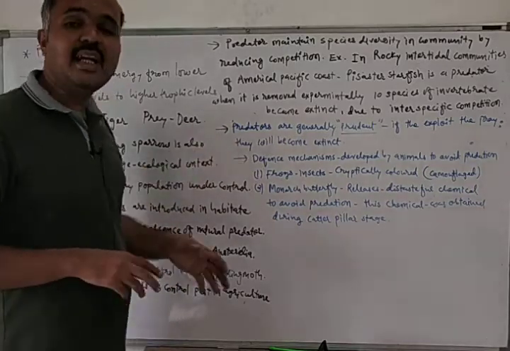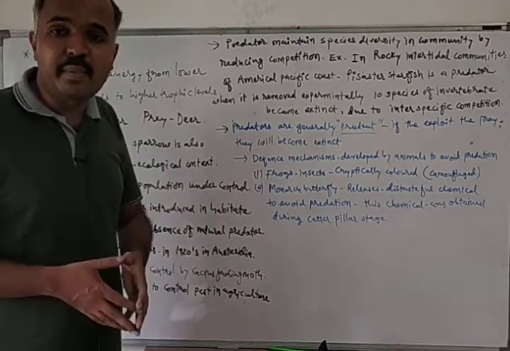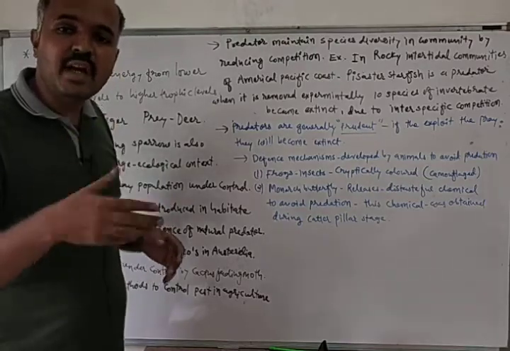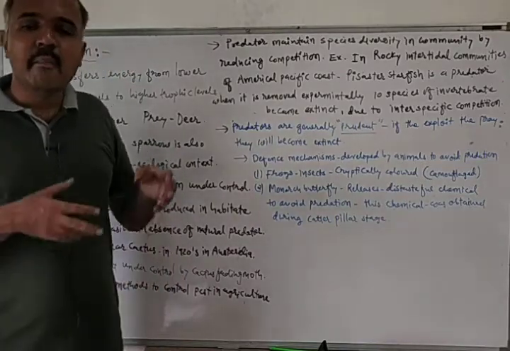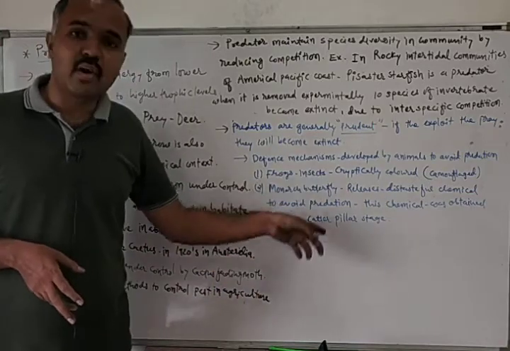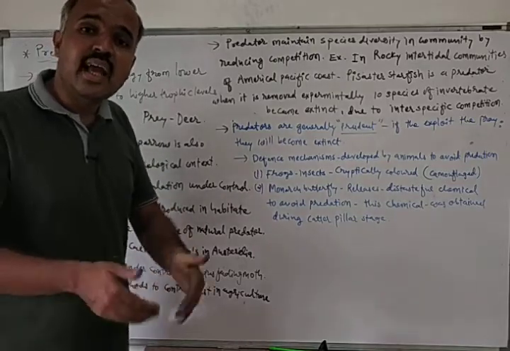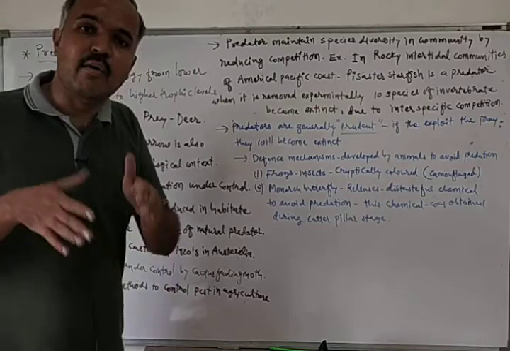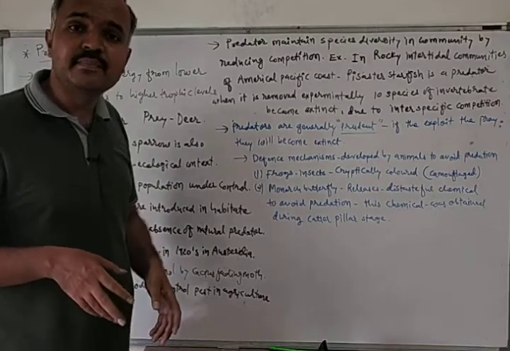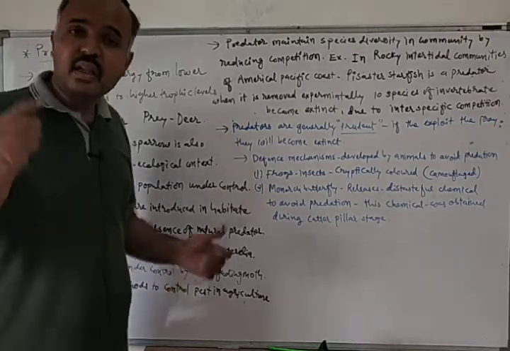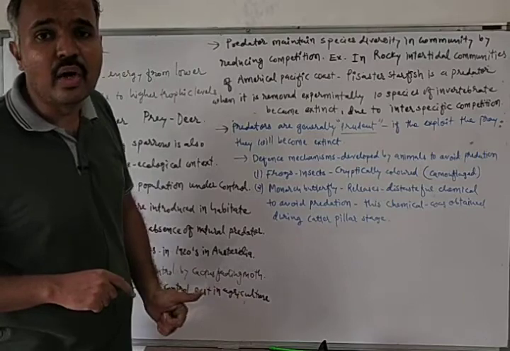And then we said that predators are wise, they are prudent, they never overexploit the prey, and if they do so, they will also become extinct over a period of time. Then we said that various defense mechanisms are developed by prey to avoid predation. Here we are talking about animals. Frogs and insects become cryptically colored, they camouflage, and they hide in the environment. And the monarch butterfly releases a distasteful chemical, obtained during the caterpillar stage while feeding on a poisonous weed.